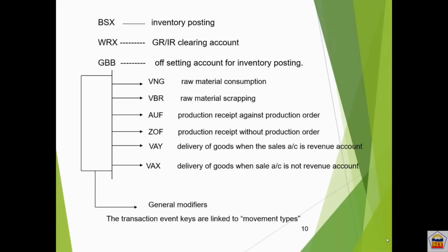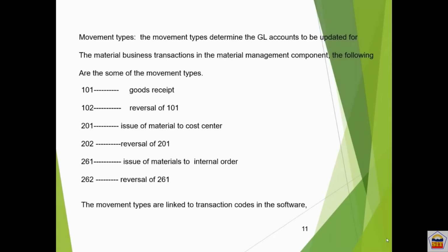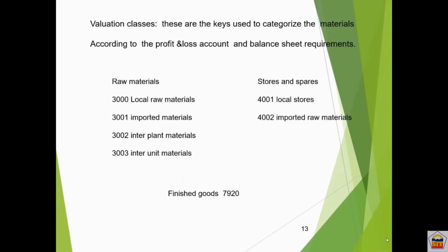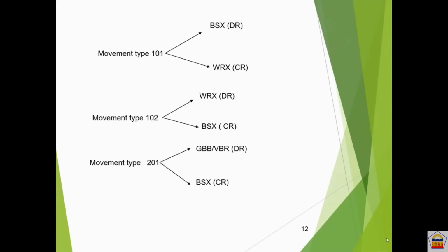Then it is saying that these transaction event keys are linked to your movement type, as I just shared with you, and accordingly it will debit or credit your GL, because this GL assignment you will be doing under the transaction event keys. So here you can just see some indicator. It is showing you that movement type we have selected 101, and accordingly it will trigger BSX, and it will also trigger WRX. So it will debit the inventory, credit the GRIR clearing account.